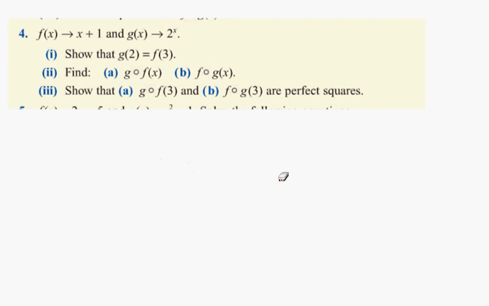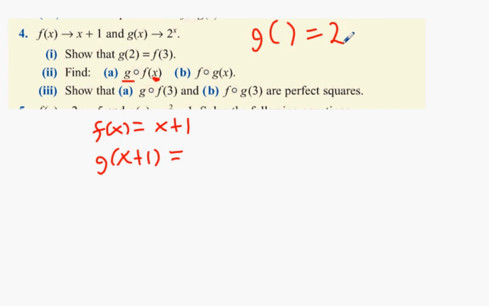The next one. G after f of x. Look at the letter you're given. Look at the x. What's the nearest letter to it? F. Do f first. F of x is x plus 1. Following that, you're now going to have to do g of x plus 1. Please remember, g function is whatever the input is, goes as a power beside 2. So what's the power beside 2? 2 to the power of x plus 1.